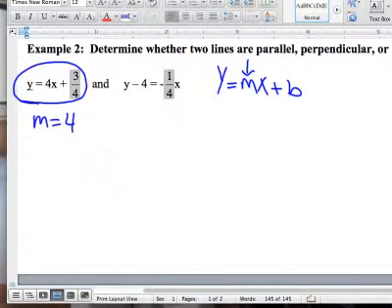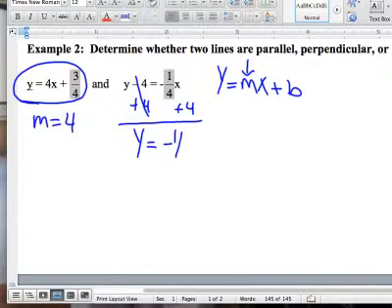How about equation 2? Is that in slope-intercept form? No, it's not. We need to get the y by itself. So we need to add 4 to each side of that equation. We cancel those out. We're going to get y equals negative 1/4 x plus 4.